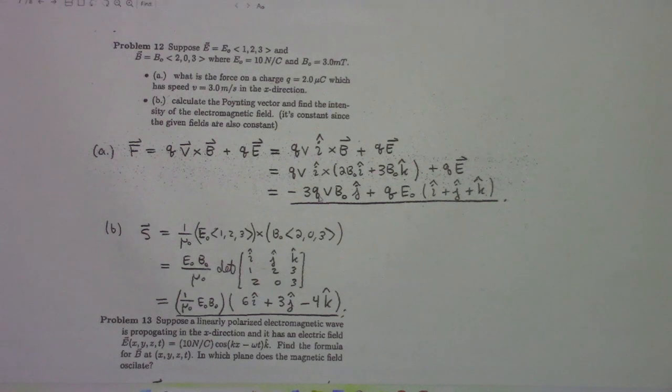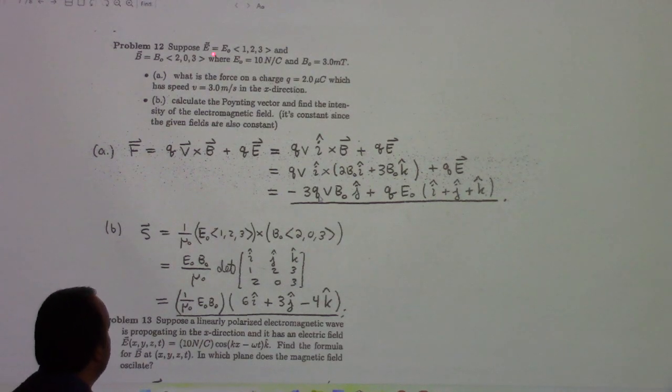I guess we could talk about this one, although I haven't introduced the Poynting vector yet. So I give the electric field and the magnetic field, and I have part A, what's the force on a charge, right? Well, qv cross B plus qE is the force, and so you calculate the cross product, and there it is, all right?